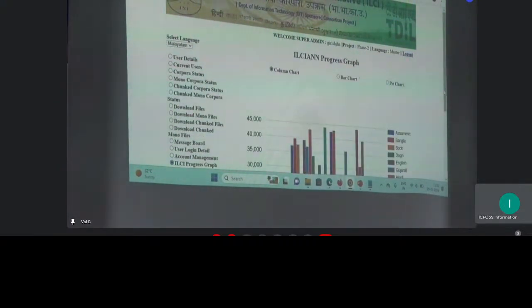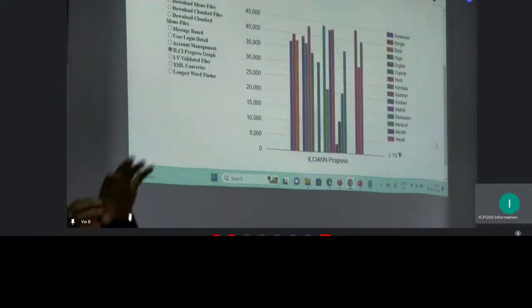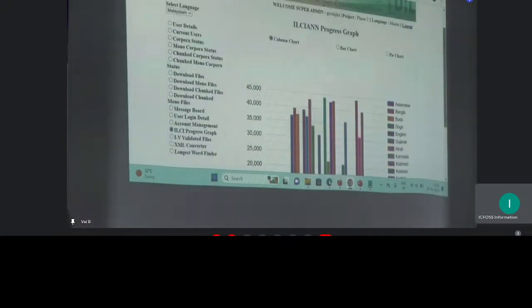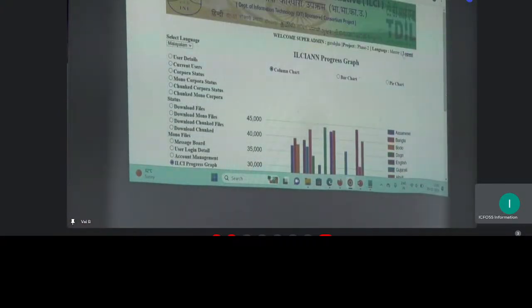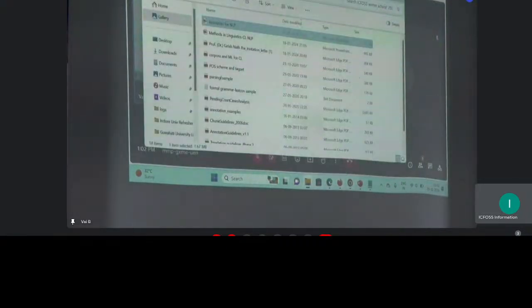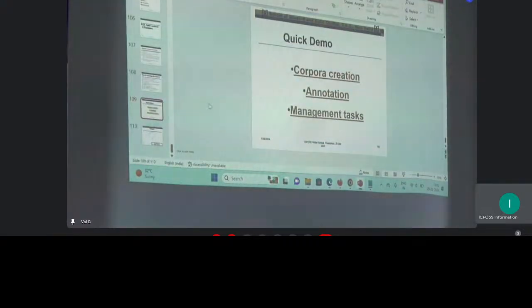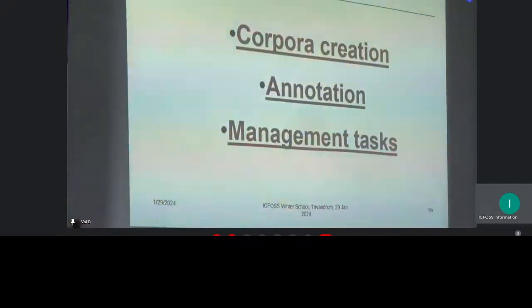So I can monitor which group is doing what kind of project, what kind of progress, and all of this is there. So I'll mark it out here quickly. Let me go back to the slides. So with this, I'll end my talk.